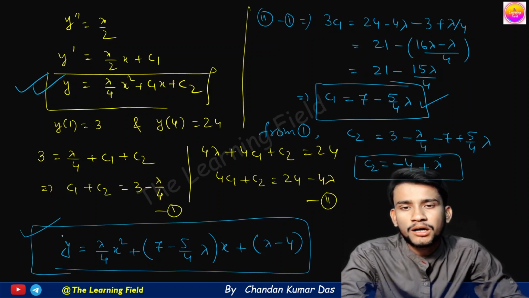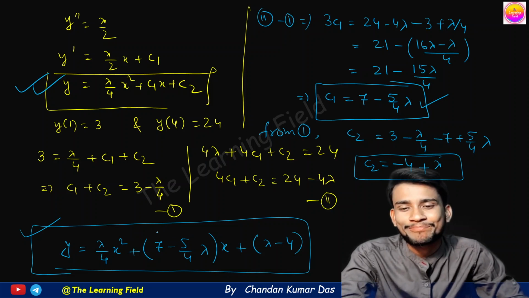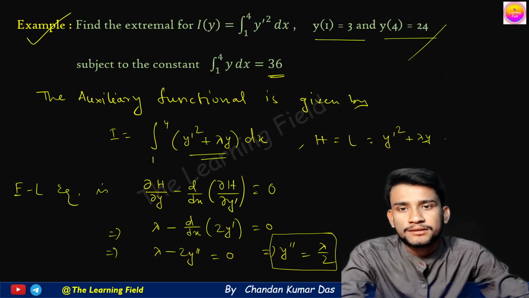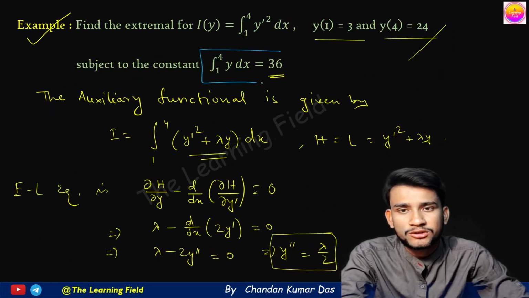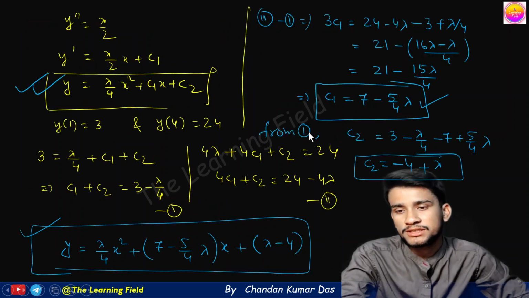Now we have to also find lambda, we have to eliminate lambda from here. So what should we do? We should apply this condition, this constant: integration from 1 to 4 of y dx is equal to 36.